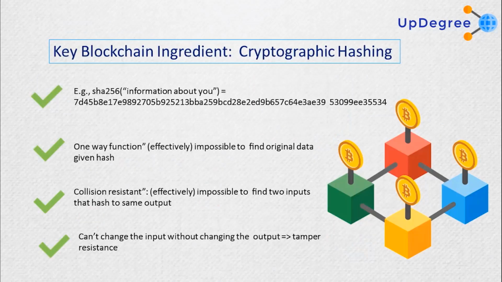Coming to the blockchain core, cryptographic hashing, we have already seen it works with SHA 256. One hash gives you a 256 or 512 bit output. It's a one-way function. It's impossible to find the original data. It's collision resistant, and you can't change the input without changing the output. So very, very key. This is the key blockchain ingredient, cryptographic hashing. Please understand this. I've given the summary and tried to give you the basic concepts, but this is an advanced subject.